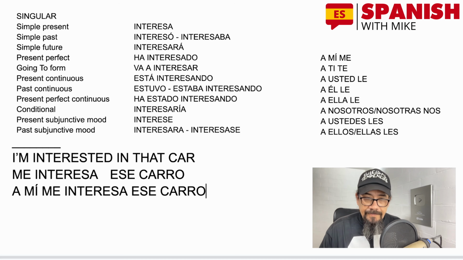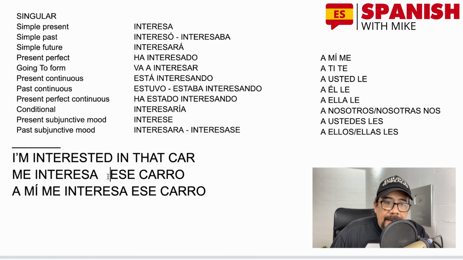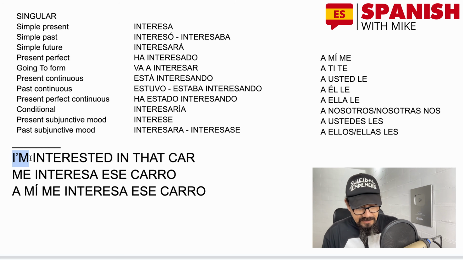Ese carro. That's it. Me interesa ese carro. A mí me interesa ese carro. I'm interested in that car. You see? Fairly easy. Now, what if it's not I am, but you are?